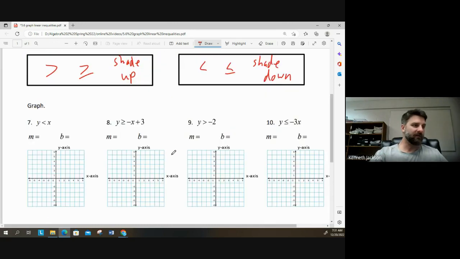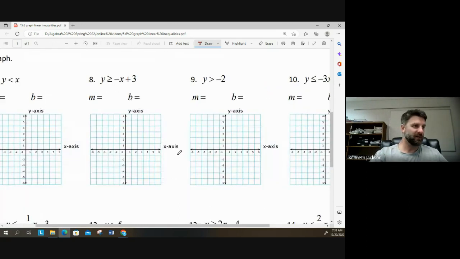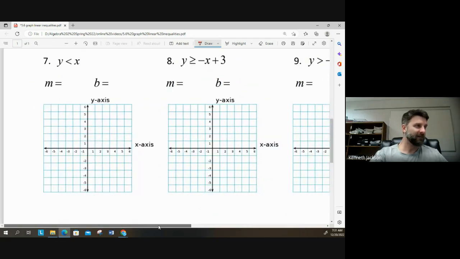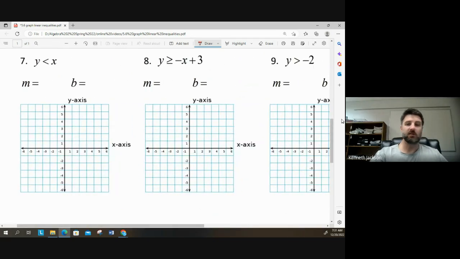So let me walk through a couple of examples here. Let's zoom in so we get a nice picture on our graph. Again, using slope-intercept form, y equals mx plus b. On number 7, y is less than x. I have a slope of 1 and a y-intercept of 0. The number in front of x is 1. The number at the end of the equation is nothing. It's 0.